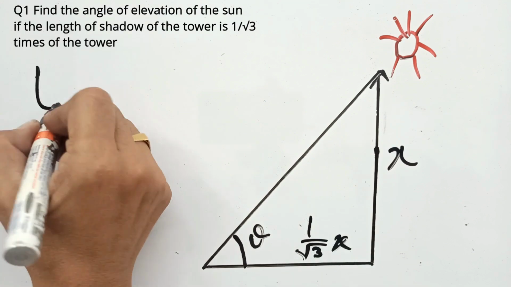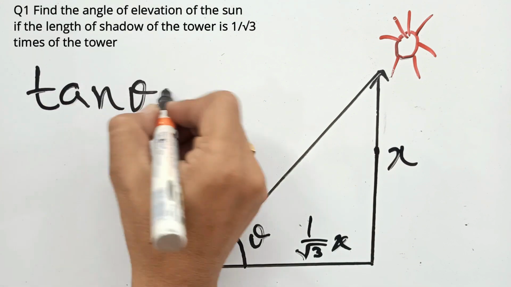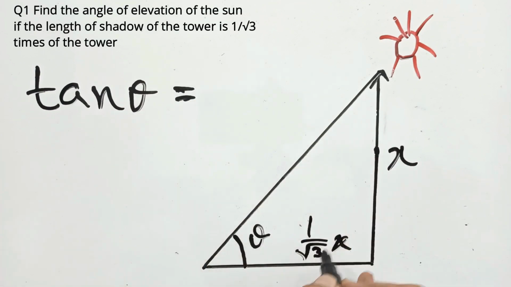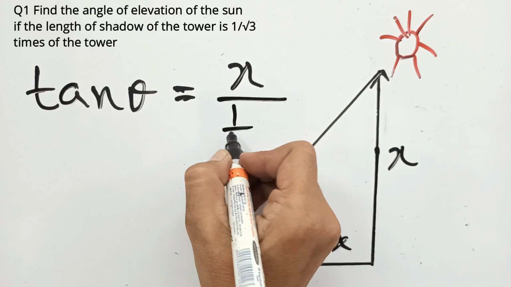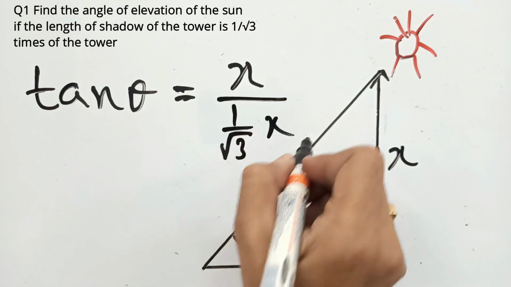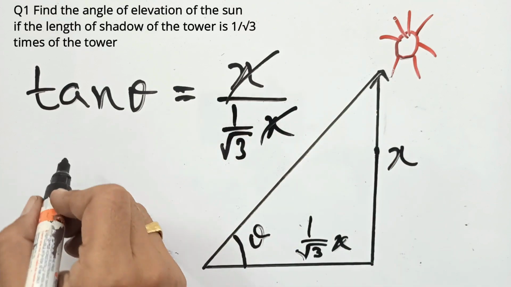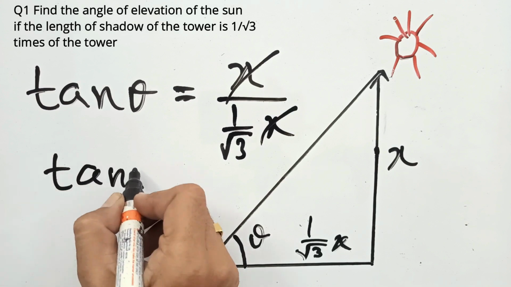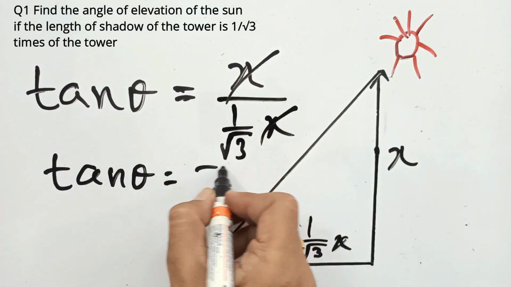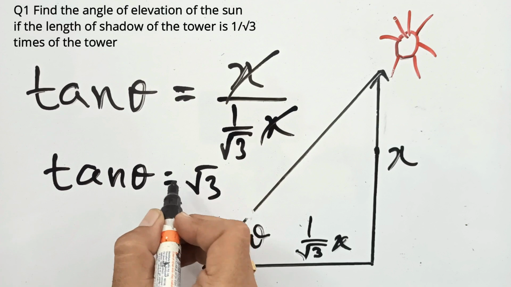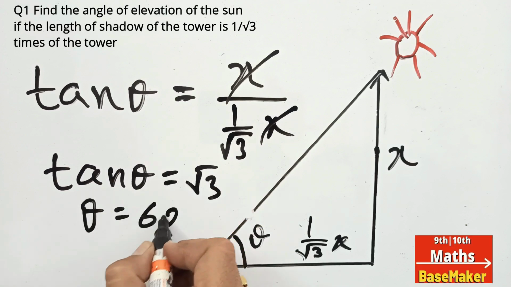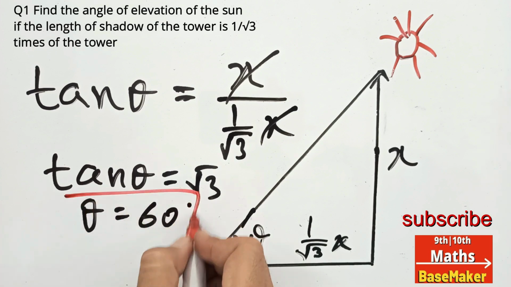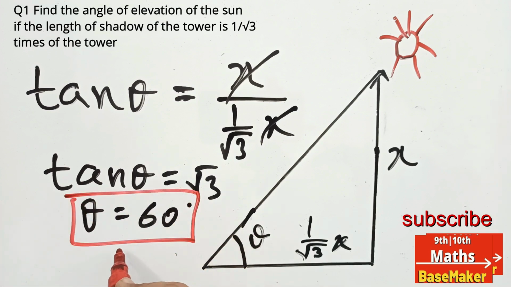It's very simple. Tan theta is equal to perpendicular upon base, x upon 1 upon root 3 x. x will be cancelled. Tan theta will be root 3. So with reference to this value, theta will be 60 degree. So the answer is 60 degree angle of elevation.